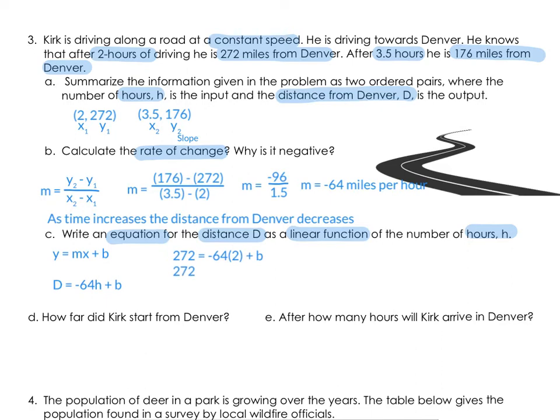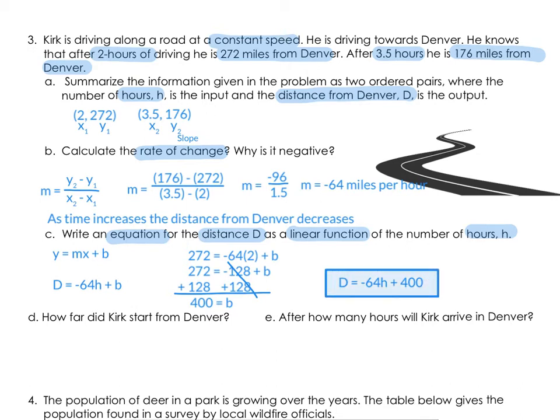So then I get 272 equals negative 64 times 2 is negative 128, and then plus the b value, which I still don't know. To get b by itself, what do we do? We add 128 to both sides, so 272 plus 128 is 400. So the 400 is the b value. Now I can go ahead and plug it back into my formula that I was writing. d equals negative 64 h plus 400, my y-intercept that I now found. And this is my equation for the problem, filling in and solving for that y-intercept.